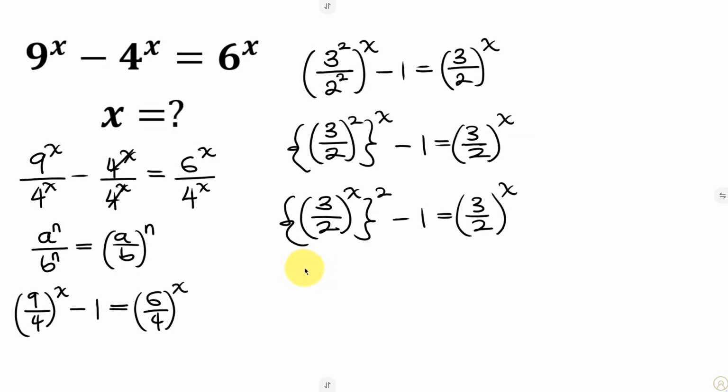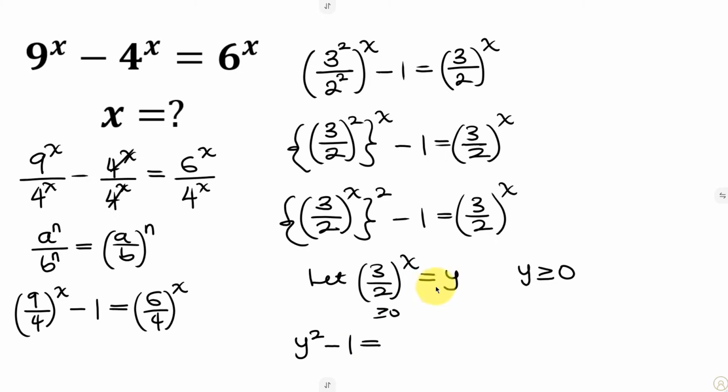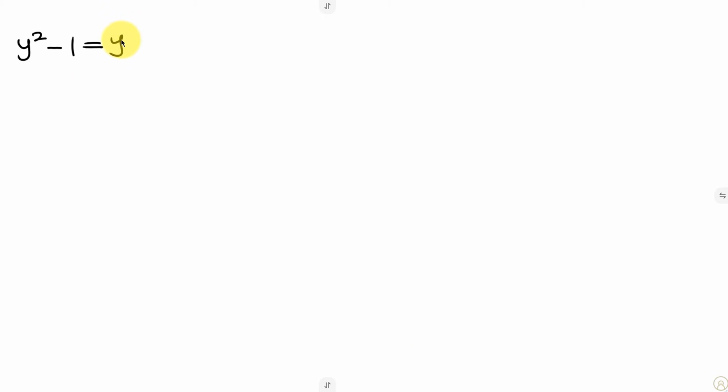Good. Now we can introduce substitution by saying that let 3 over 2 all raised to power x be equal to y. Well, looking at this, you see that 3 over 2 all raised to power x will always be positive. So that means the value of y will always be positive. Let's take note of that. Now rewriting, we have y squared minus 1 to be equal to y. Let's push y to the left-hand side. So we have y squared. As y crosses to the left, it becomes minus y. Here we have minus 1 equal to 0.